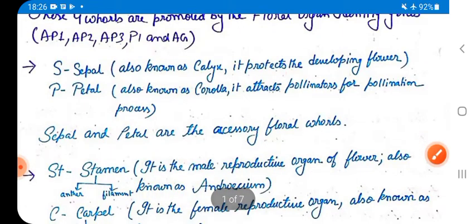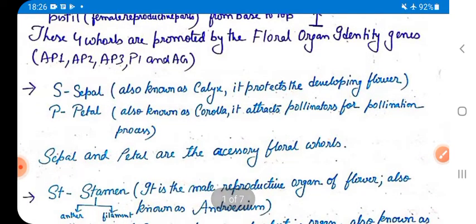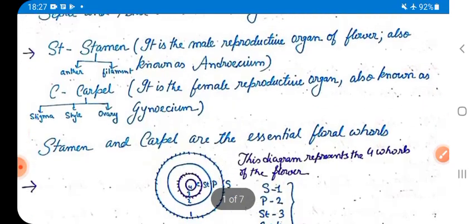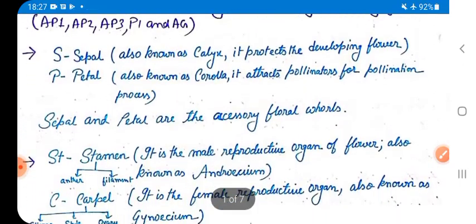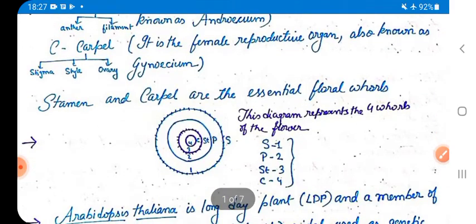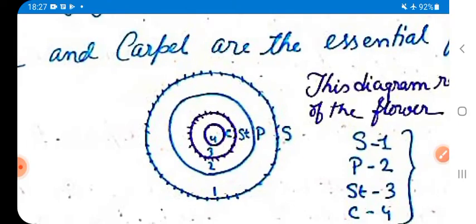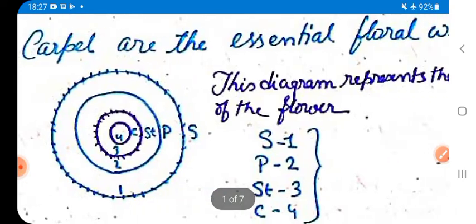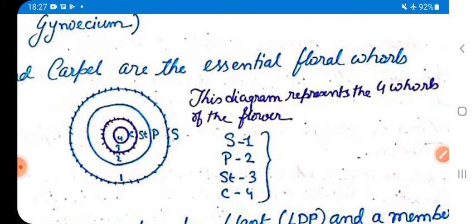Now here I have tried to discuss with you with the help of a diagram, a concentric diagram, and this diagram actually represents the four whorls of the flower. This is called a concentric diagram. With the help of this diagram, I have discussed the four whorls of the flower.